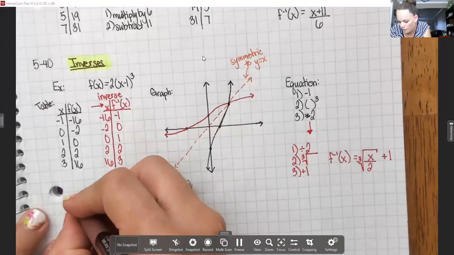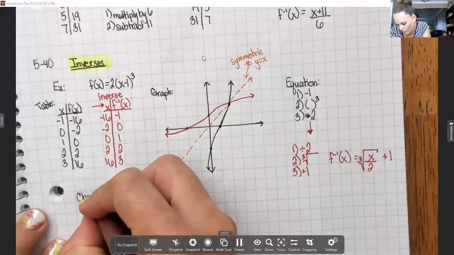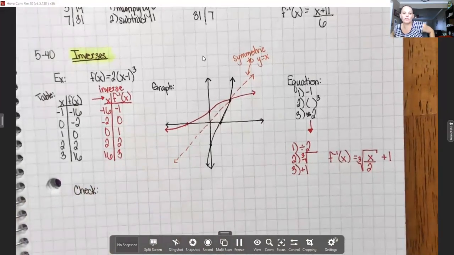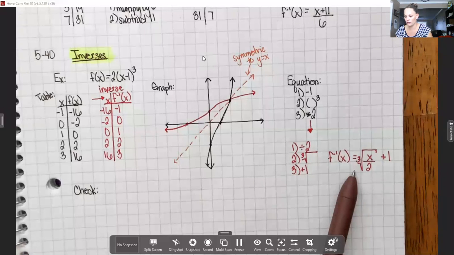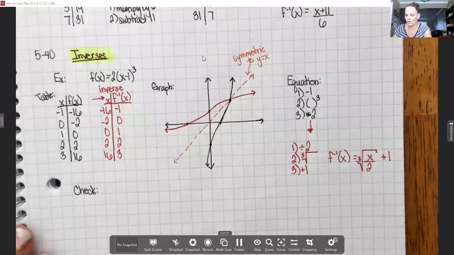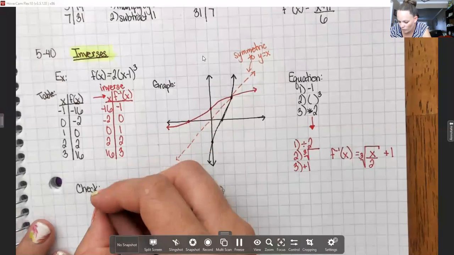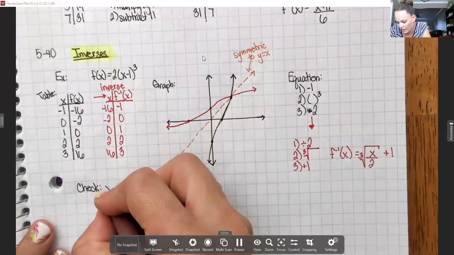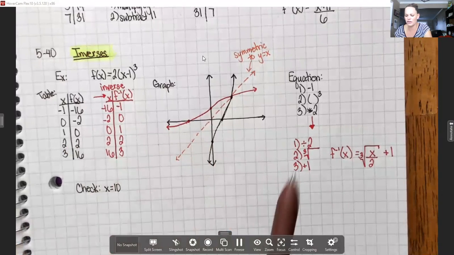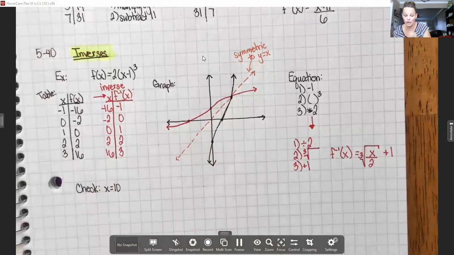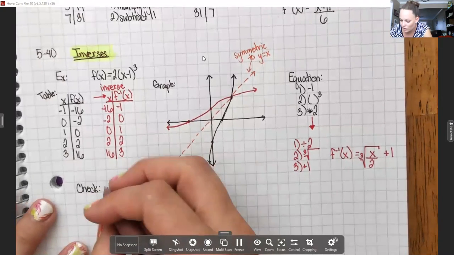And then to check your inverse, remember we pick a number, we plug it in, and then whatever we get out, we test or put back into the inverse. I'll pick a random one, x equals 10. Usually I use 0, but 0 is in our table, so I wanted to choose something different. We are going to end up with a really big number here. That's okay.